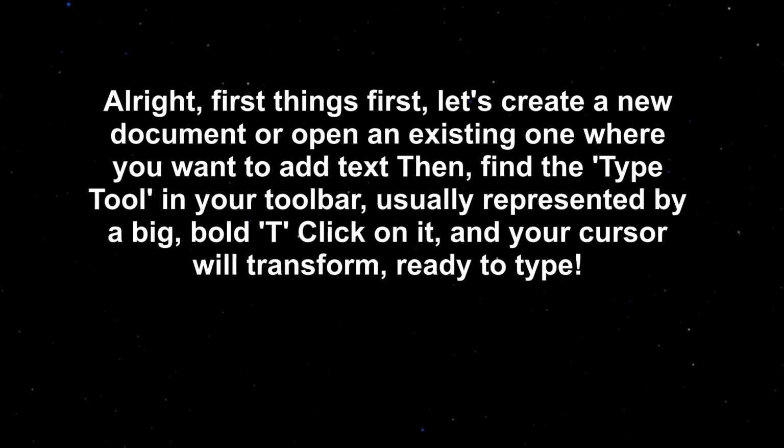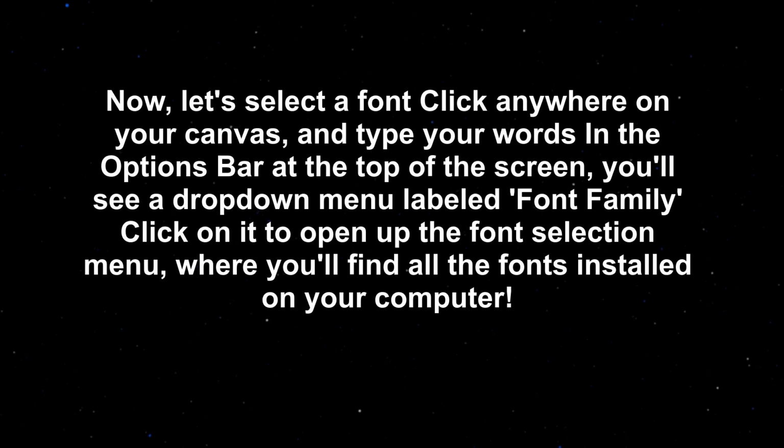Alright, first things first, let's create a new document or open an existing one where you want to add text. Then, find the Type tool in your toolbar, usually represented by a big, bold T. Click on it, and your cursor will transform, ready to type. Now, let's select a font.